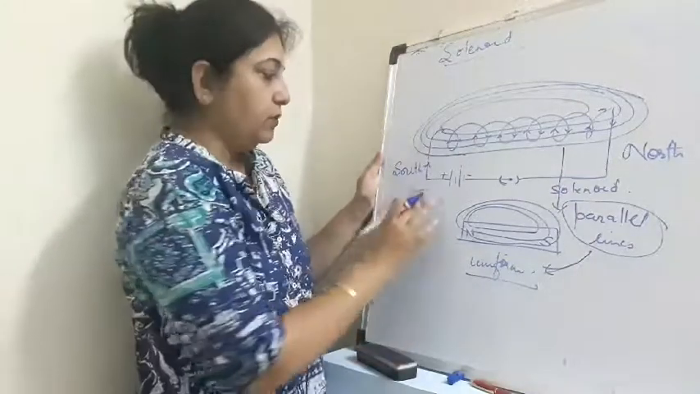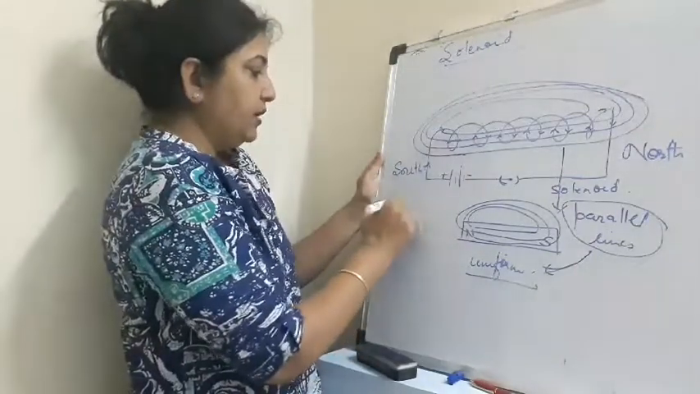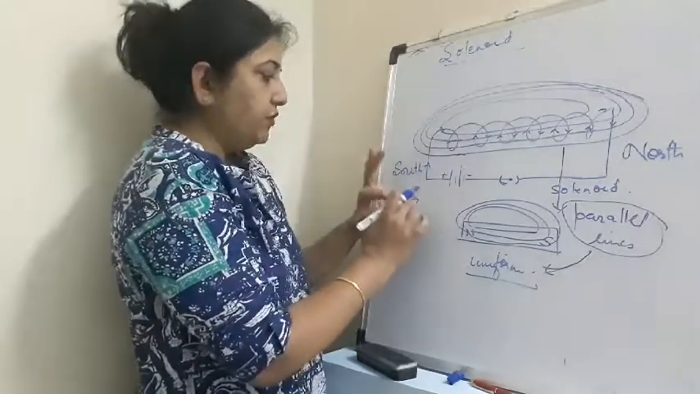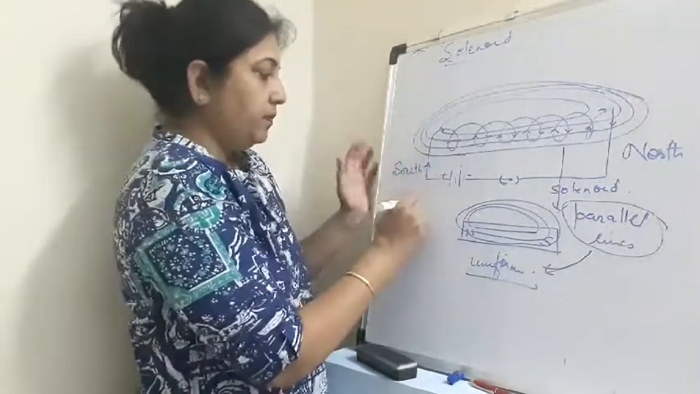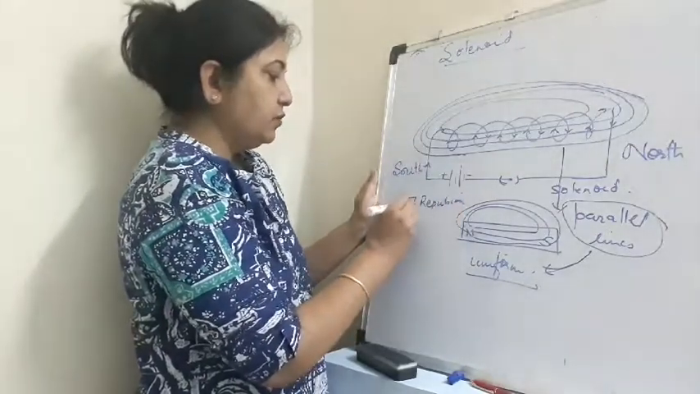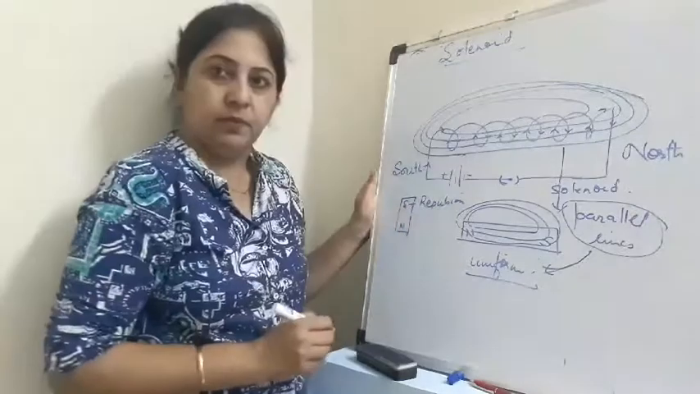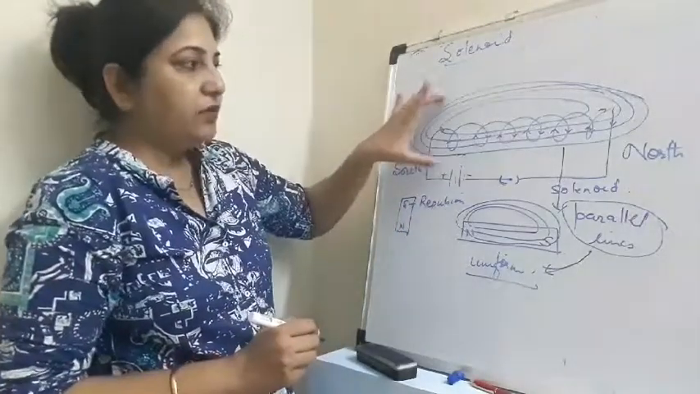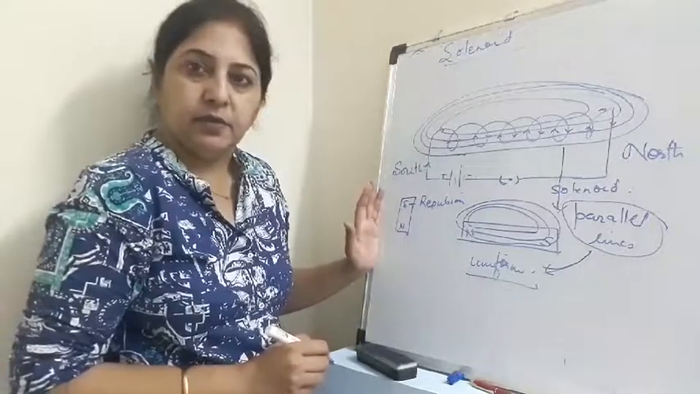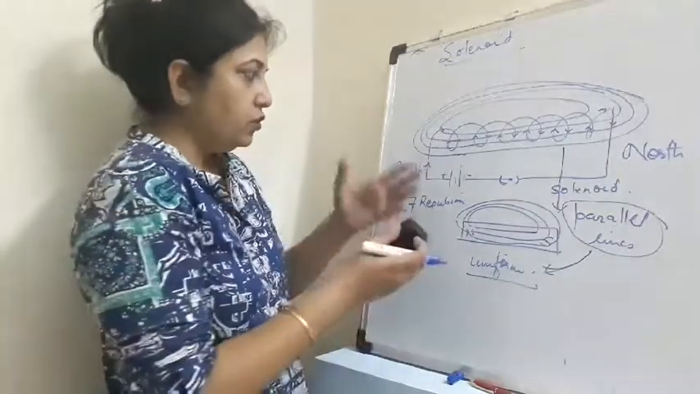Suppose we don't know the poles. If I bring a bar magnet close to it, and this part of the magnet repels, if there is repulsion, you will come to know that this is the south pole and this will be the north pole. So with the help of a solenoid, you can find the polarity of a bar magnet. This is one use of a solenoid.